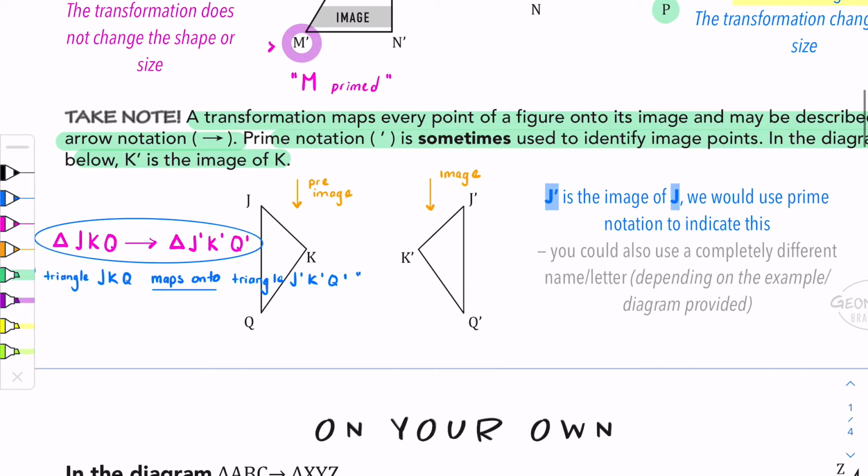Okay, here's a note like we've been talking about. So J prime is the image of J. We would use prime notation to indicate this. And then I made another note just because sometimes you'll see this. You could also use a completely different name or letter depending on the example or the diagram provided. And you'll see some more of this as we go through the notes as well.